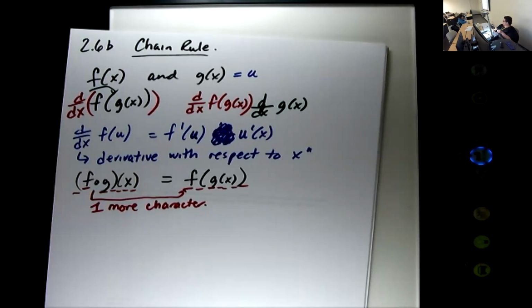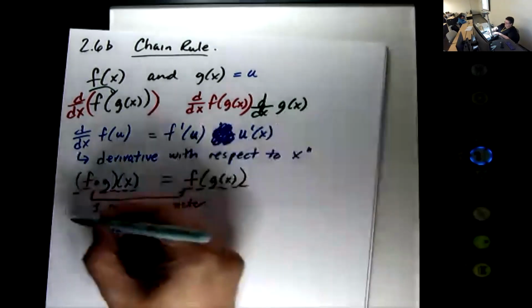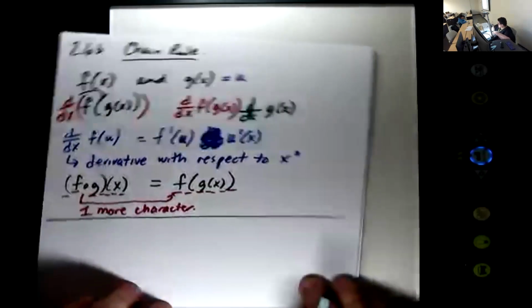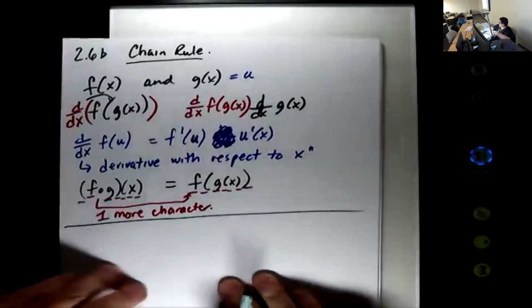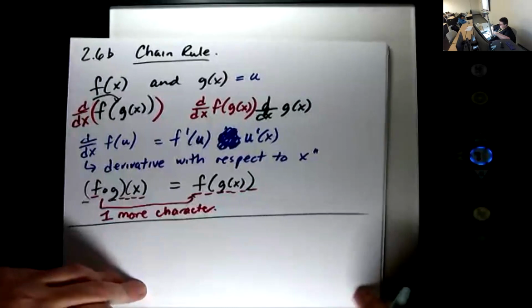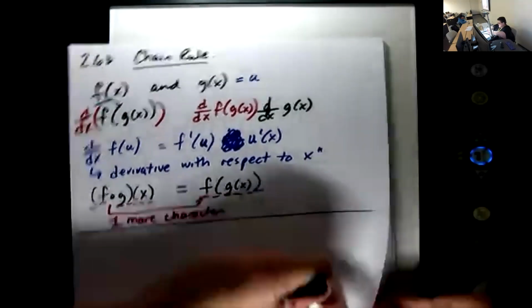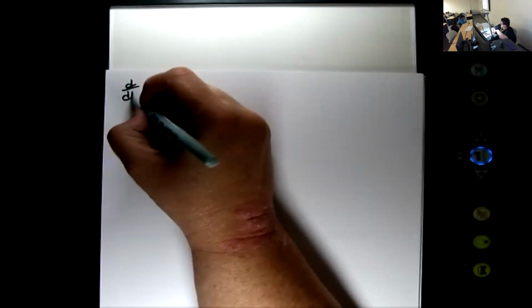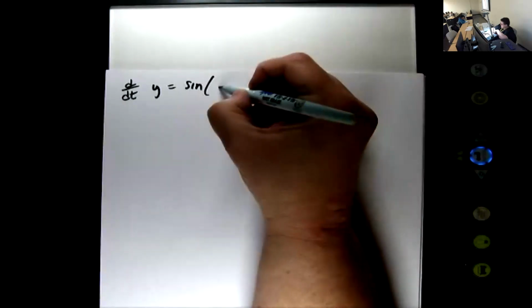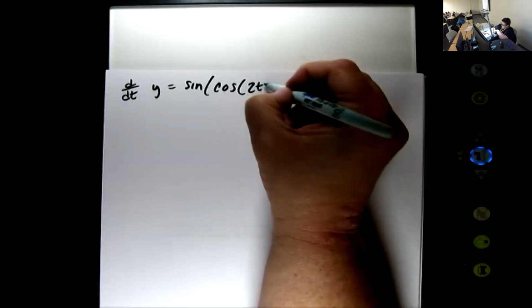All right. Maybe I should start on the page, make sure we've got room to write. Anyone need that up longer? I can lift it. There we go. Let's take the derivative with respect to t of y equals sine of cosine of 2t minus 5.